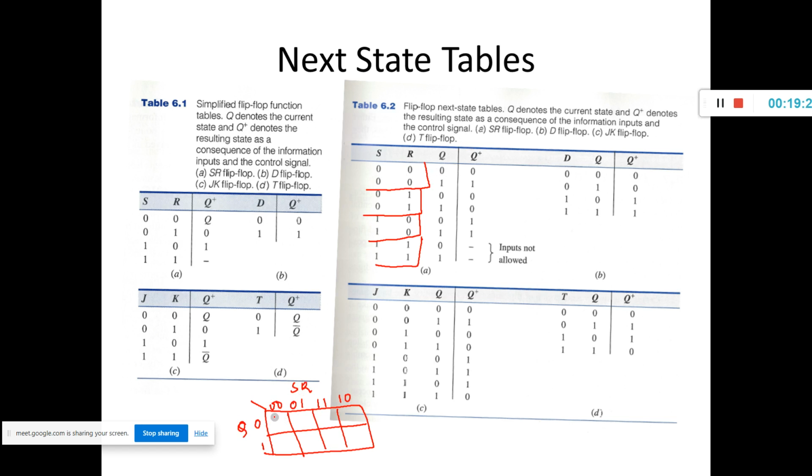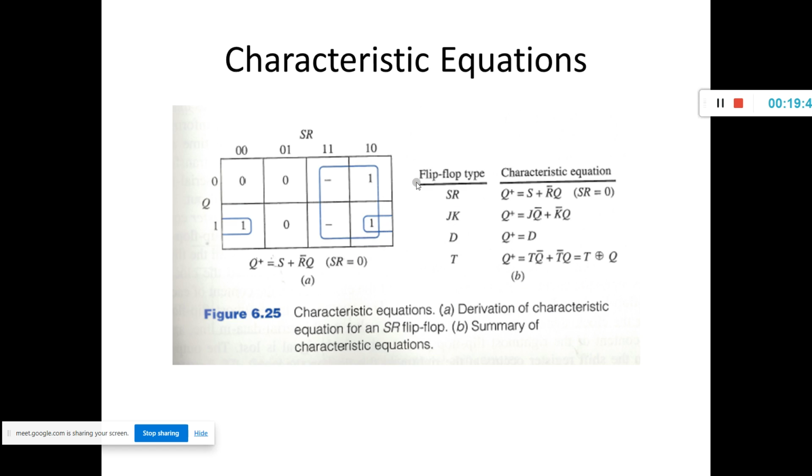All three are 0, so the output is 0. Similarly, you complete the K-map. See here, Q is 0, S is 0, R is 0. This first row, what is the output? 0. So similarly, you complete this K-map. Complete this K-map, and you will get it like this.